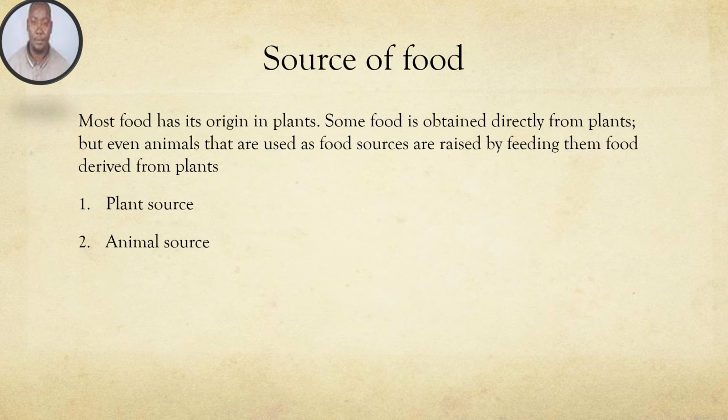So, what are the sources of food? Most food derives its origin in plants. Some food is obtained directly from plants, but even animals that are used as a source of food are raised by feeding them food derived from plants. Ideally, there are two sources of food, which are plant sources and animal sources.